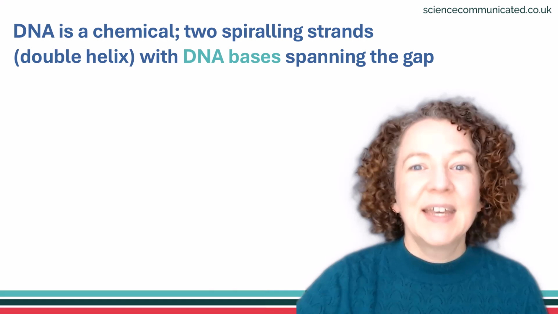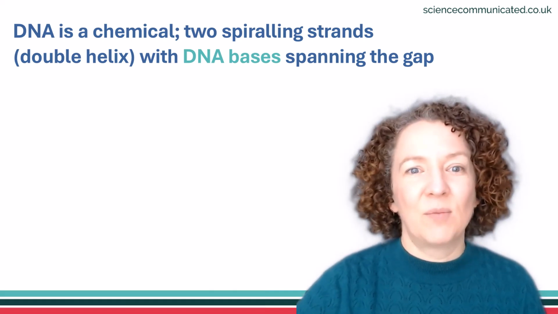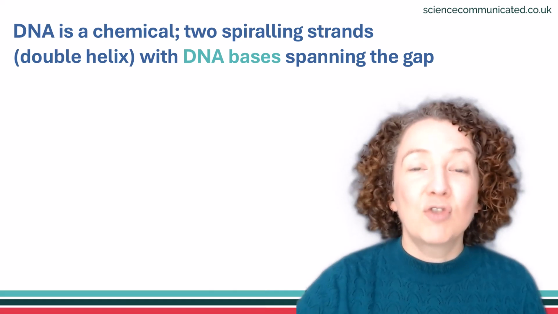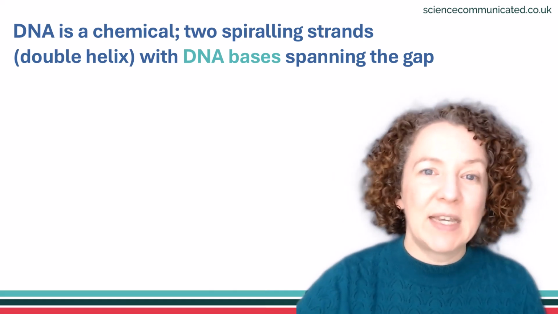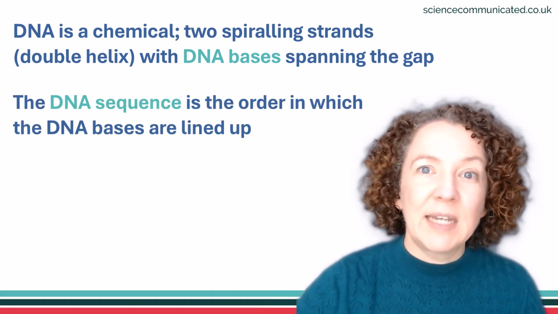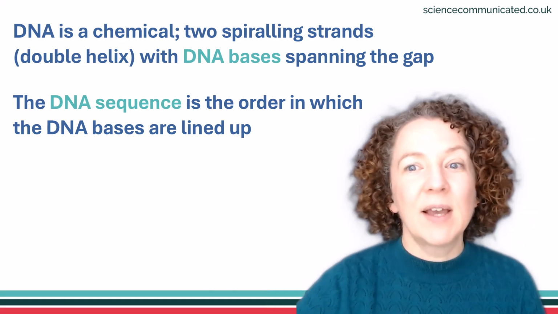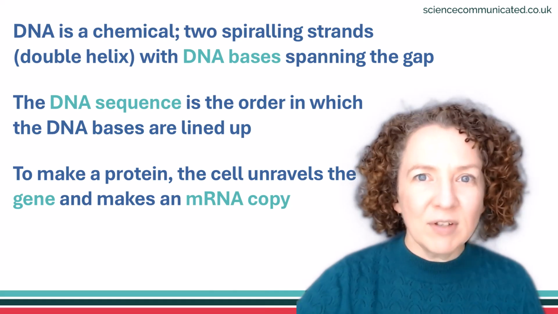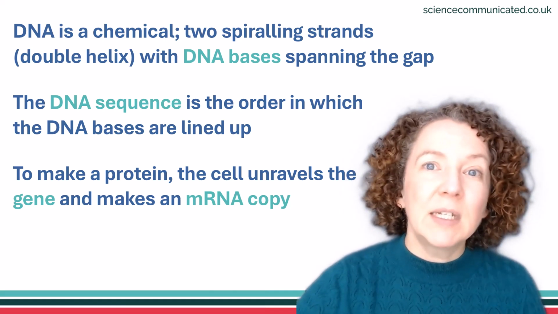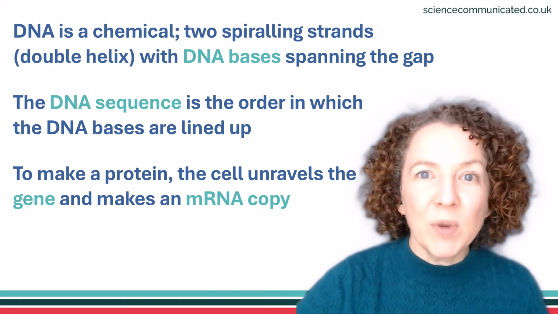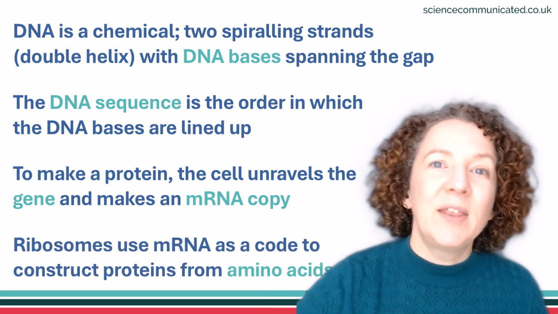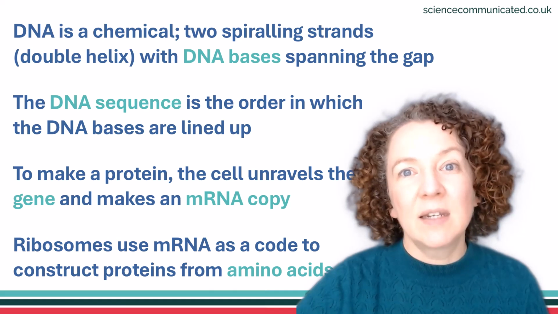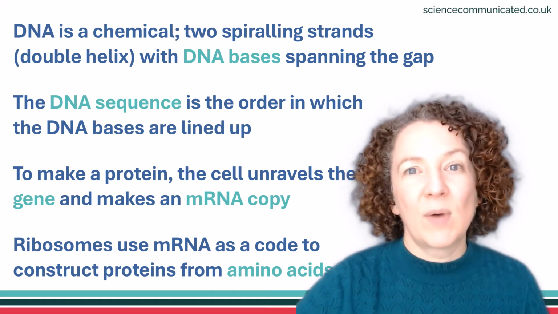To recap, DNA is a complicated chemical made from two spiraling strands that we call the double helix. The strands are held together by the DNA bases. The order in which those DNA bases are lined up on the DNA strand is called the DNA sequence. If a cell wants to make a protein from a gene, it unravels the DNA for that gene, it makes a copy of it in the form of mRNA, and then the ribosomes use that mRNA as a code, telling them how to piece together the protein one amino acid at a time.